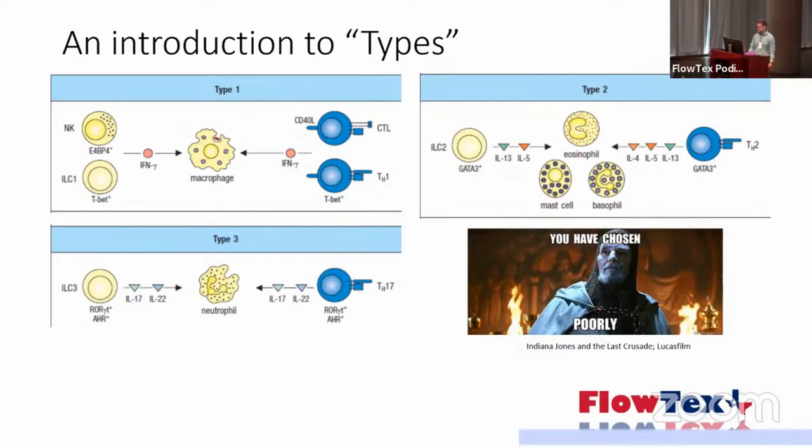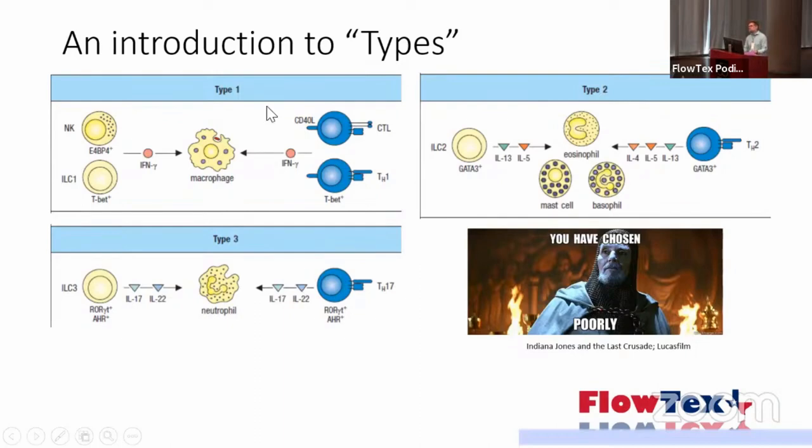If what happens is there's a character in the movie and he does choose the wrong cup and dies. And so the knight says, deadpan, you have chosen poorly. And so if you choose poorly, the type of immune response that you need to use to get rid of the insult or the pathogen, you're going to choose poorly, and it can result in autoimmunity. It can result in death in the worst cases. But aberrancy in general is not good.